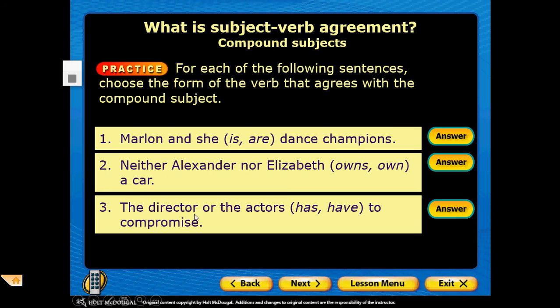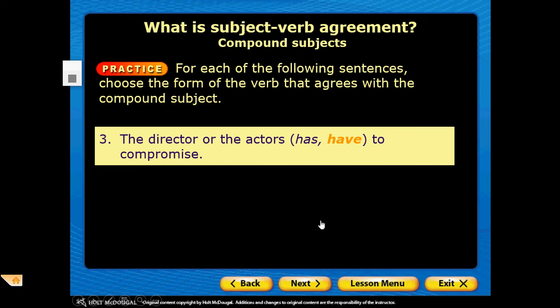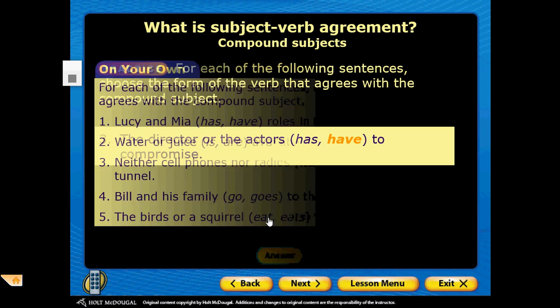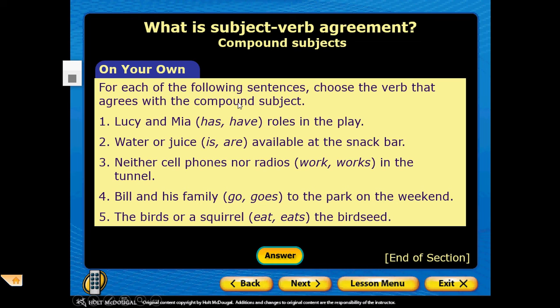The director or the actors has or have to compromise. Anthony, this is a bit confusing because we have one subject which is singular and one subject which is plural. Which one should we go with? The director or the actors compromise. Because we have or in the middle here. So we're going to go to the nearest, which is actors. And actors is plural or singular? Plural. So we're going to go for have. Very good. That's absolutely right. So, the director or the actors have to compromise. Yes, that's absolutely right. So, let's move on to exercises.